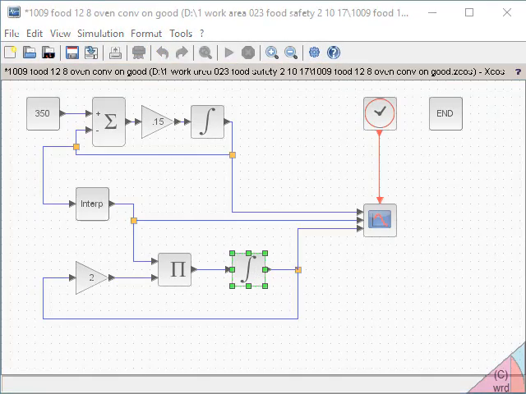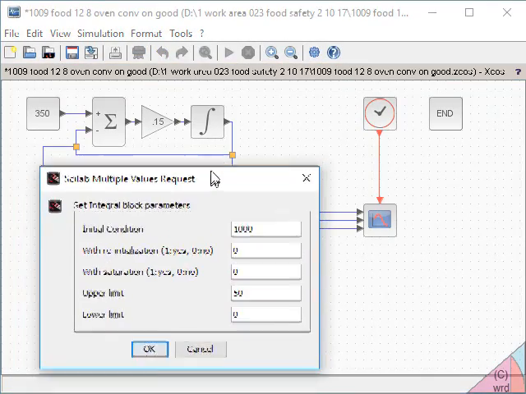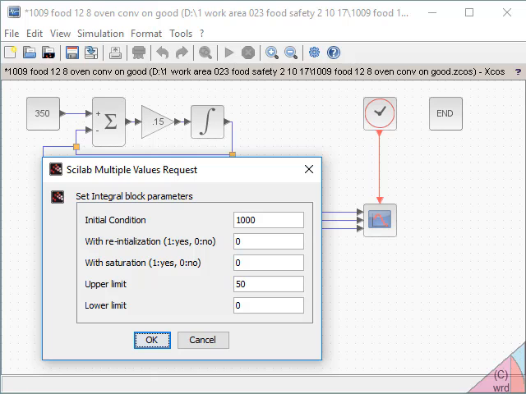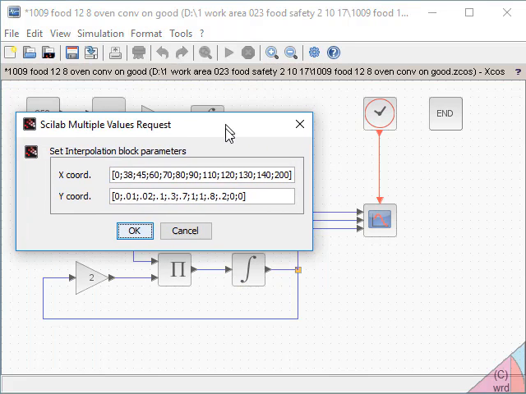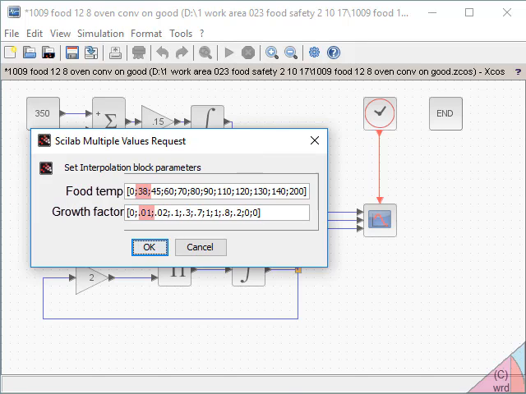Preparing to run version 1. Let's check our starting values. We start the food with 1000 bacteria. We check the contents of our lookup table. 0.01 down low, 1 in the middle where temperatures are ideal, and 0 up high where life is becoming impossible.